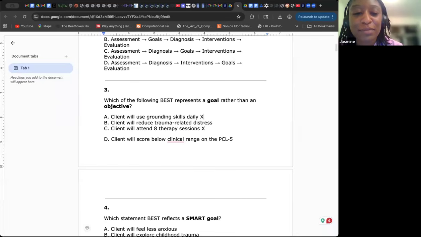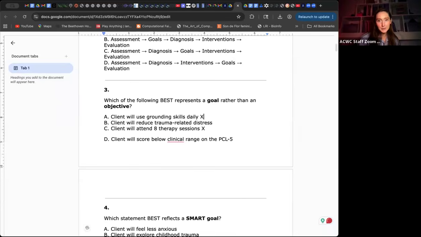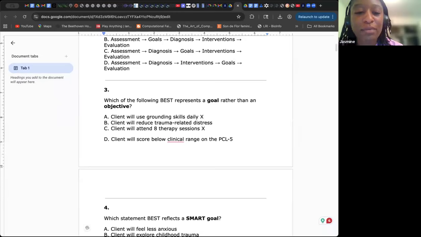Yes, right. Grounding skills daily. That's definitely not a goal. It's too nitty gritty, right? That's how you get there. And then the last two: client will reduce trauma-related stress. Client will score below clinical range on the PCL5.